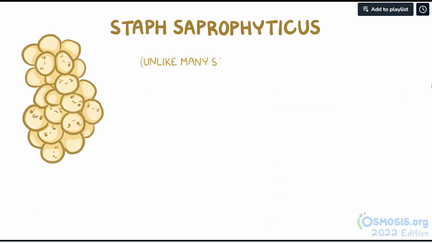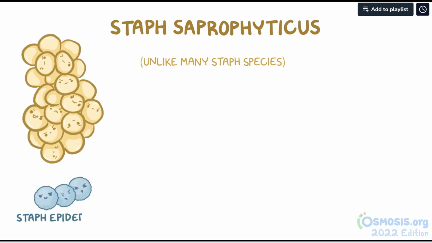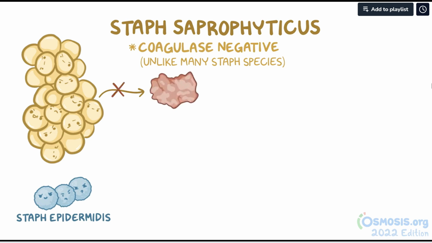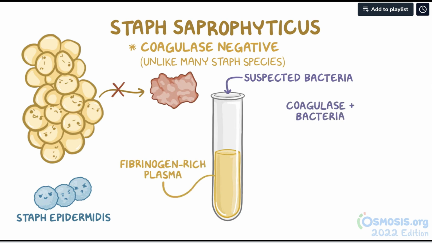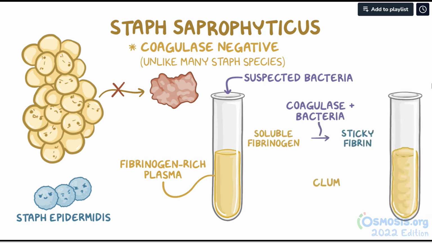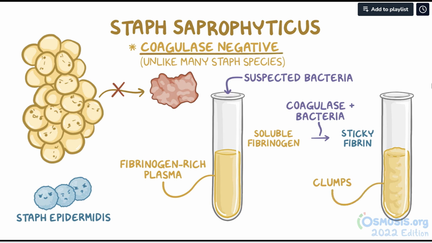Furthermore, unlike many Staphylococcus species, Staph saprophyticus and its close relative, Staph epidermidis, are both coagulase negative, meaning they don't produce an enzyme called coagulase. Testing for coagulase is done by transferring a colony of the suspected bacteria into a test tube containing fibrinogen-rich plasma. Coagulase-positive bacteria, like Staph aureus, convert the soluble fibrinogen into sticky fibrin, which then visibly clumps up. With coagulase-negative species, like Staph saprophyticus or Staph epidermidis, the fibrin doesn't clump up.